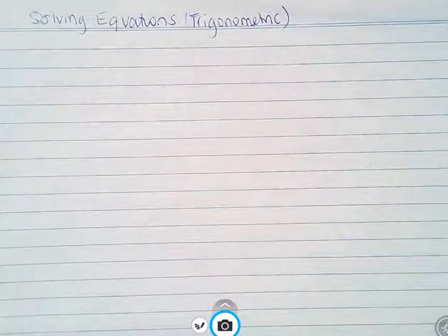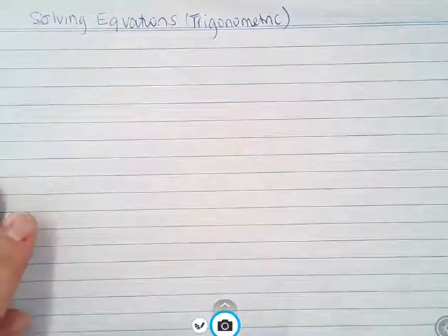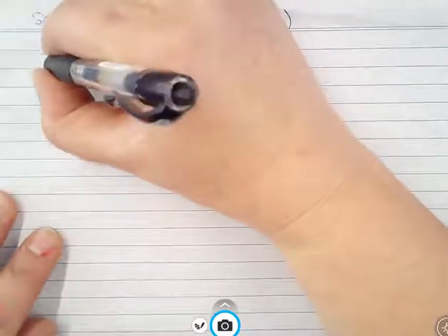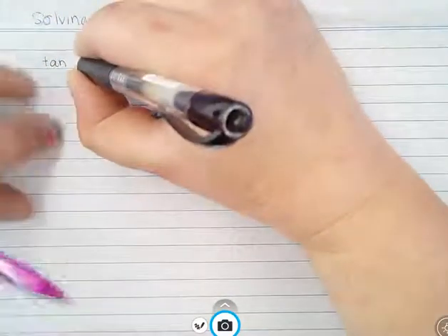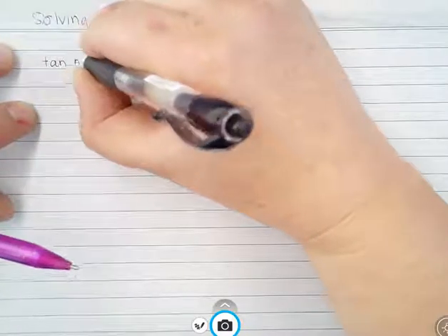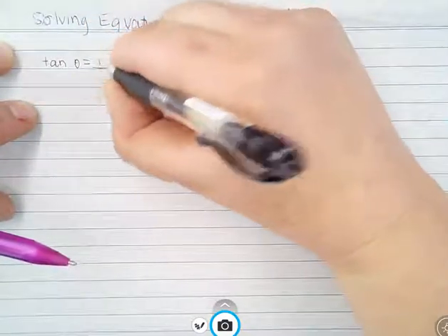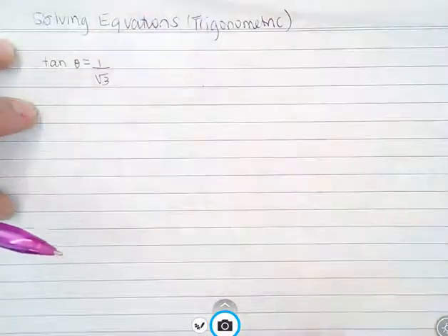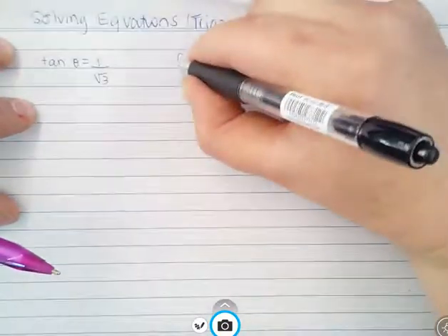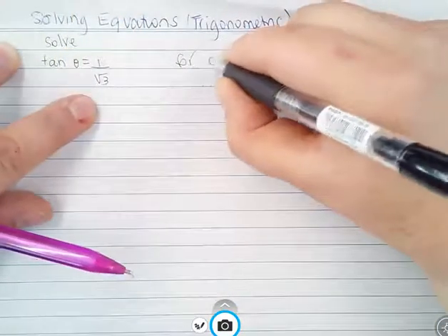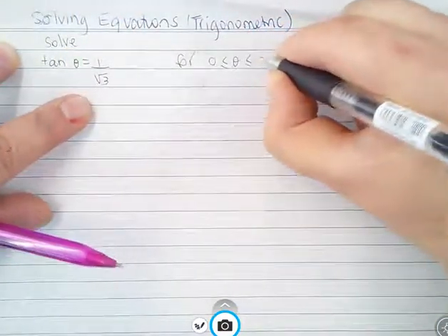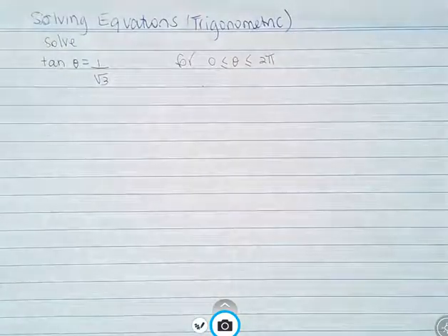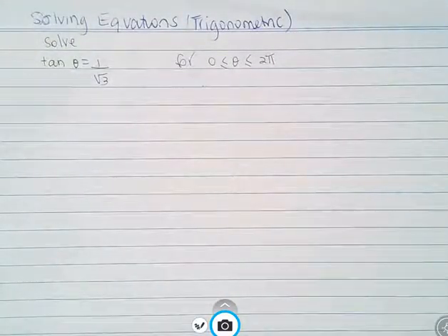Trigonometric equations. Last year in Year 11, I believe we solved trig equations, something like this: tan theta is 1 on root 3. These were the types you looked at. Solve tan theta is 1 on root 3 for 0 less than theta less than or equal to 2 pi, for example. Do you remember what we did?